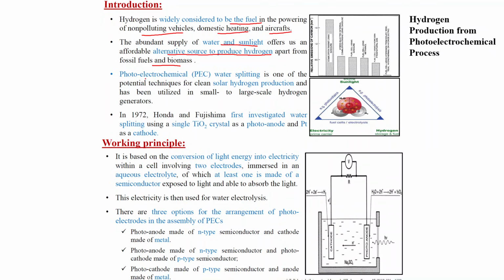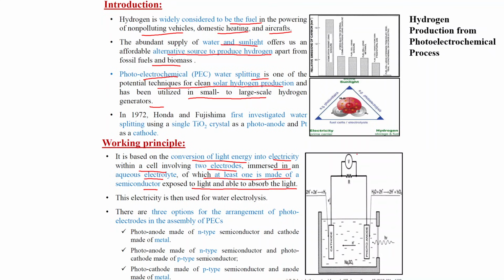Another form is photoelectrochemical water splitting. It is one of the potential techniques for clean solar hydrogen production and has been utilized in small to large scale hydrogen generators. So what is photoelectrochemical water splitting, we will be studying. It is based on the conversion of light energy into electricity within a cell involving two electrodes immersed in an aqueous electrolyte, of which at least one is made of a semiconductor exposed to light.